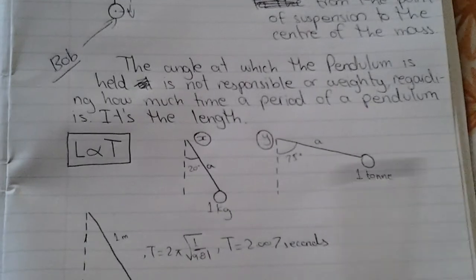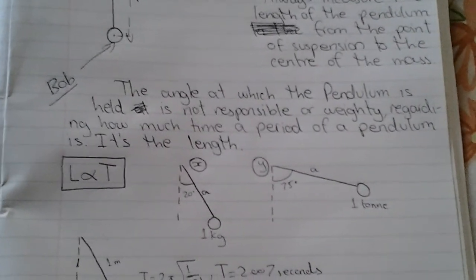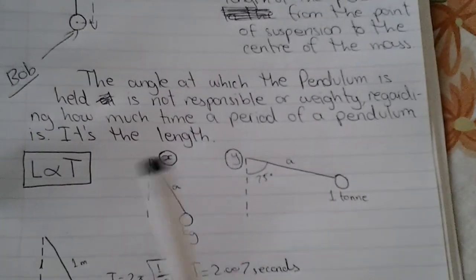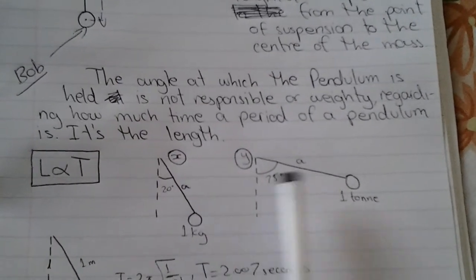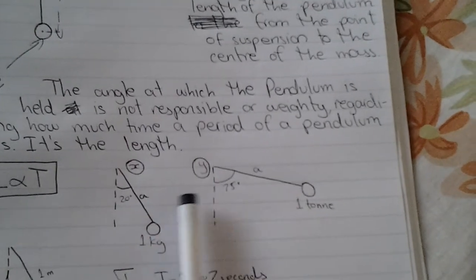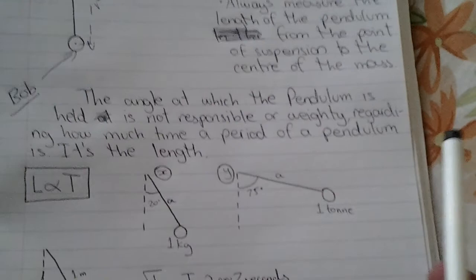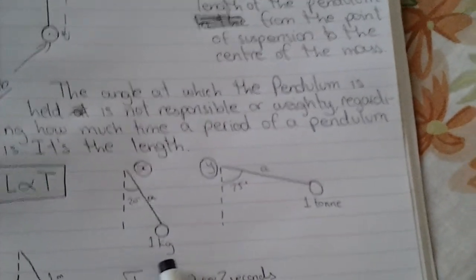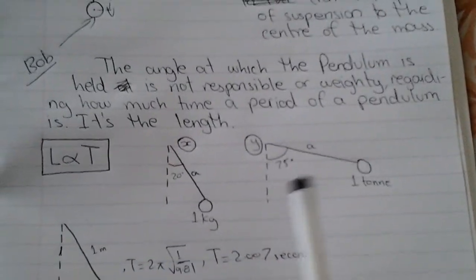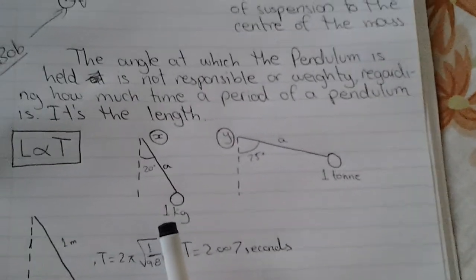So moving on to the next one, the weight, the mass rather. The mass is also irrelevant. Let's say you've got pendulum X and Y again, and they're both of the same length A. Let's just assume they're held at the same angle for this case. Pendulum X is a kilogram massive, and pendulum Y is a ton massive. Would they still have the same periodic time?